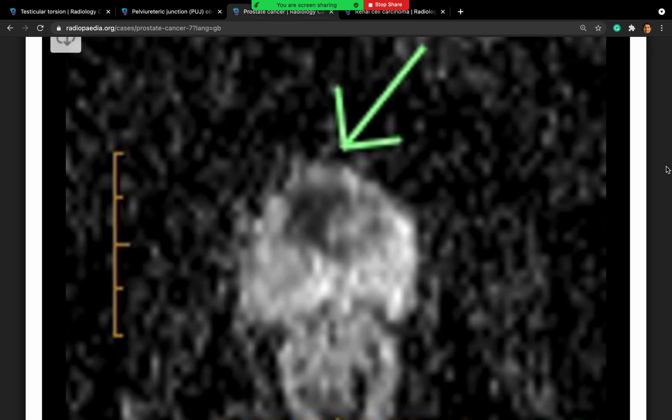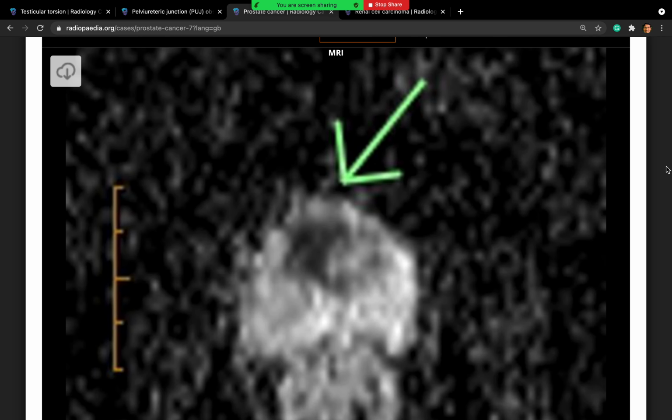The picture is not great, but I can see there is an area of darkness within the prostate itself, and that's consistent with a prostate cancer as well.